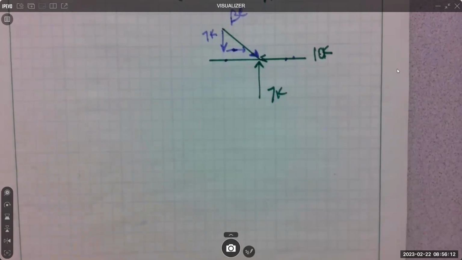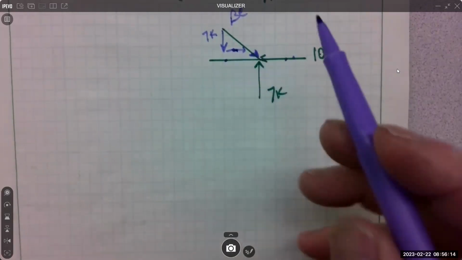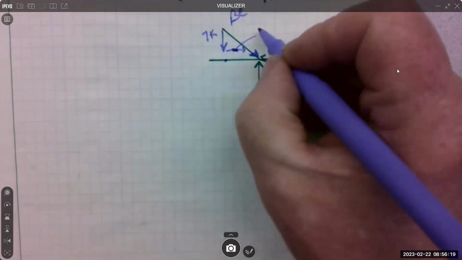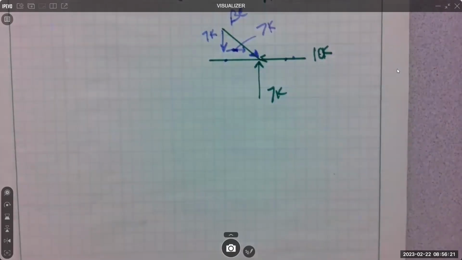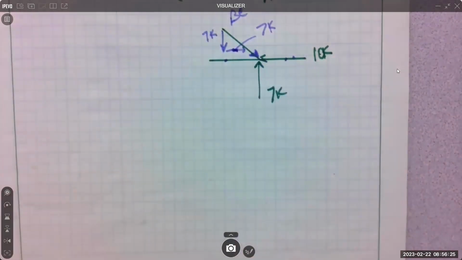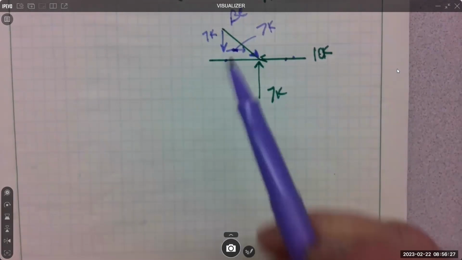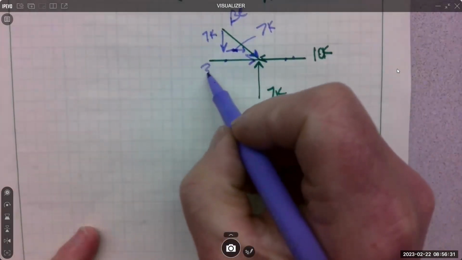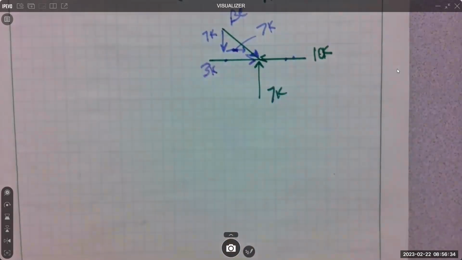You got to do the math. You got to figure this out. So if this becomes, we'll say it was 45 degrees. So it's 7K. These two are both 7K because BC is at a 45. So which way has this got to go? Yep, exactly, Ben. You're getting it. 3K. That makes sense?